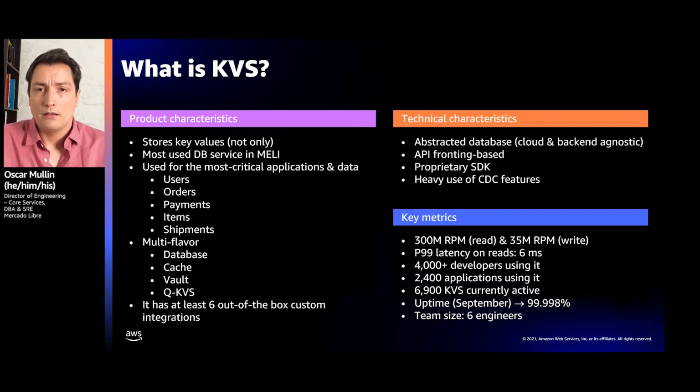From a key metrics standpoint, we currently have more than 3 million requests per minute on the read and 35 million requests per minute on the write. The P99 latency is around 6 milliseconds. We have more than 4,000 developers using it every day and more than 2,400 applications using it. Right now, we have around 7,000 KVS currently active, and the uptime in September was close to 5 nines. We are supporting all of this with only 6 engineers.